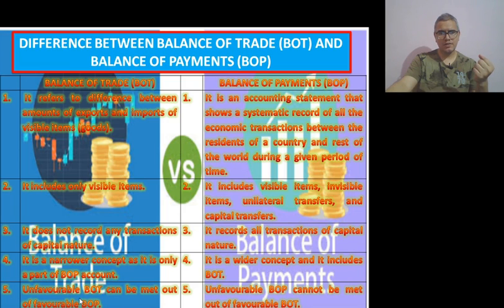Whenever there is trade deficit or surplus, it can be covered by other components of the balance of payments. On the other hand, if there is some sort of disequilibrium in balance of payments, then it cannot be covered by changing the balance of trade. The balance of trade disequilibrium can be made out by balance of payments, but in case of unfavorable balance of payments, that is balance of payments disequilibrium, it cannot be covered by the changes in balance of trade. Hope you have understood whatever we have discussed today.